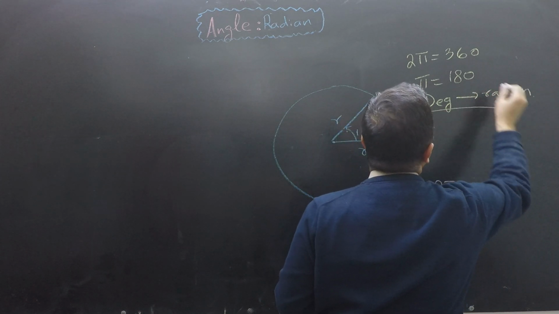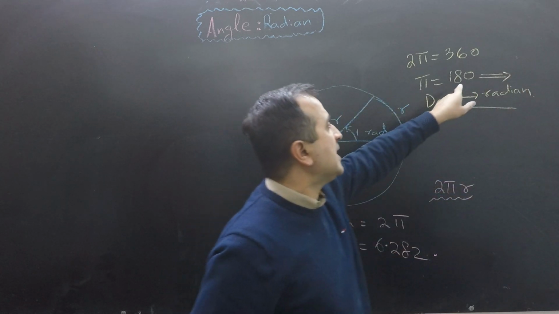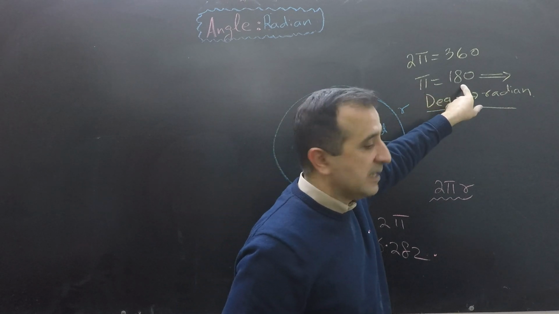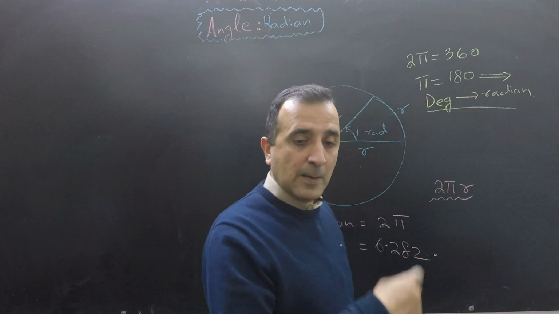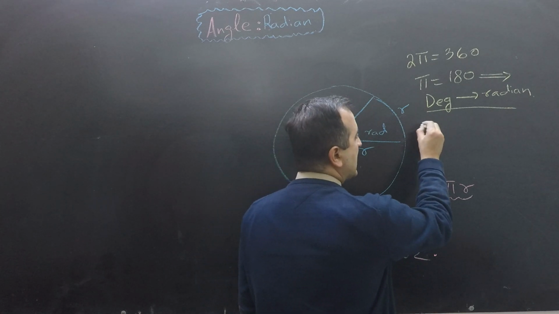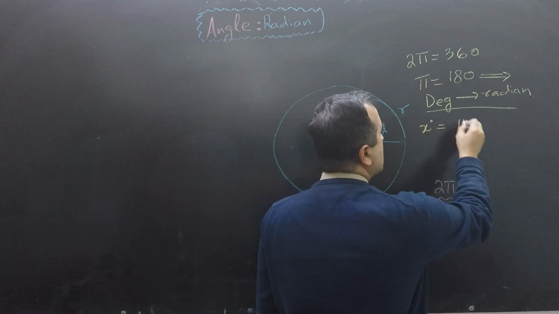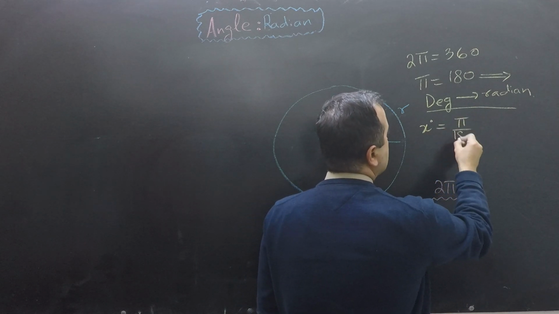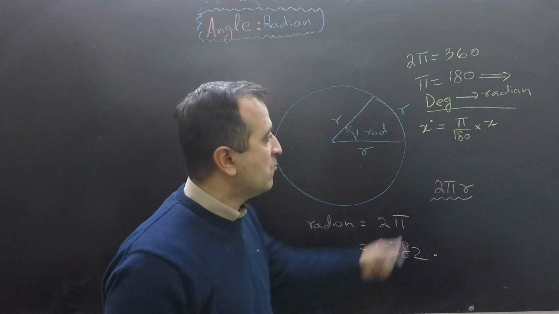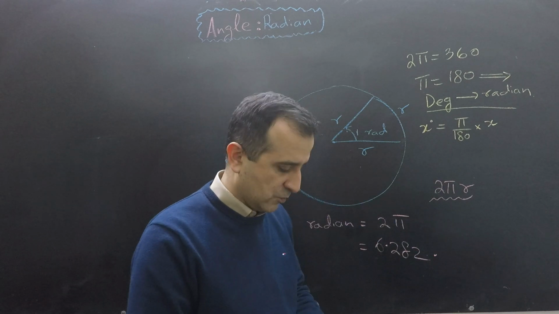So I can use these equations to find out that if 180 degrees is pi, then x degrees is equal to pi by 180 times x. So let's say somebody asks what x degrees is. I say x degrees is equal to pi by 180 times x. That's the formula to find x degrees. We will use this formula in a moment, so it will be clear to you.